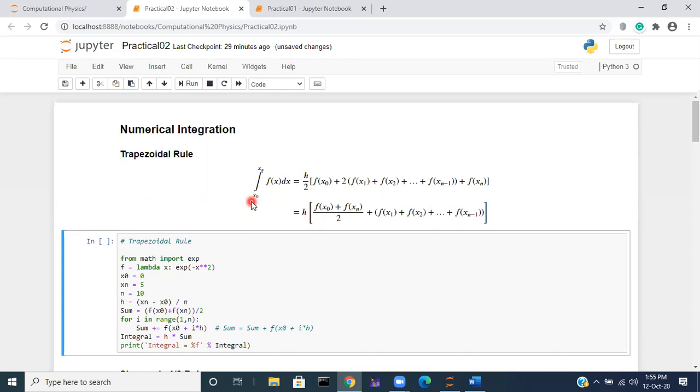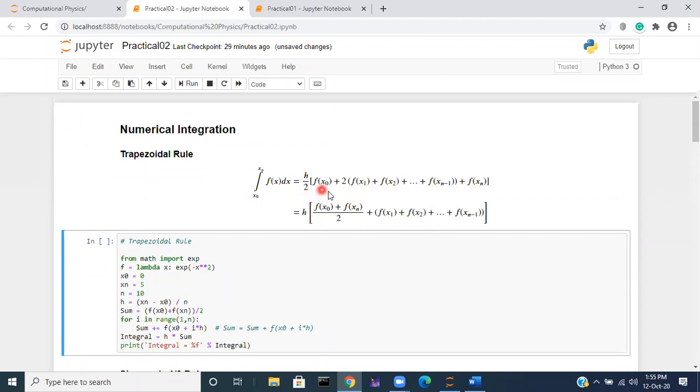Recall, the interval is from x naught to xn. You divide this interval into n number of equal parts. The smaller interval has length h. f of x0 is the value of the function at the first point. This is at the second point, third point, and so on. This is at the last point. So this is the formula for the trapezoidal rule.